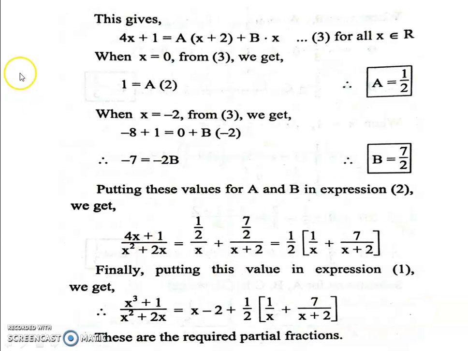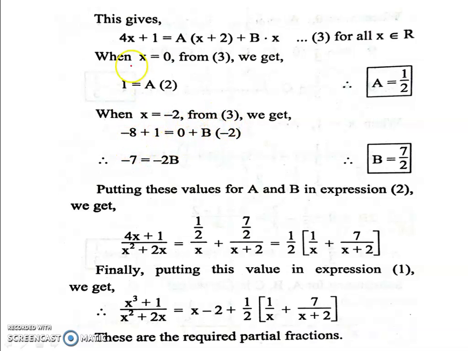4x plus 1 is equal to capital A into x plus 2 plus capital B into x. Put x equal to 0. We derive that 0 into B is 0. That's why 0 plus 2 is equal to capital A, so 1 is equal to A into 2. A is equal to 1 upon 2. Now we have to put x equal to minus 2, because x plus 2 is equal to 0, so x is equal to minus 2.